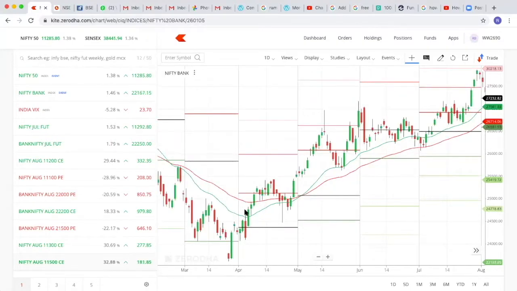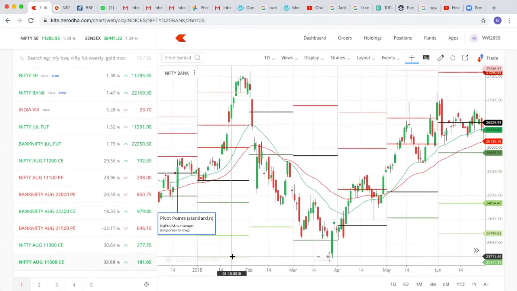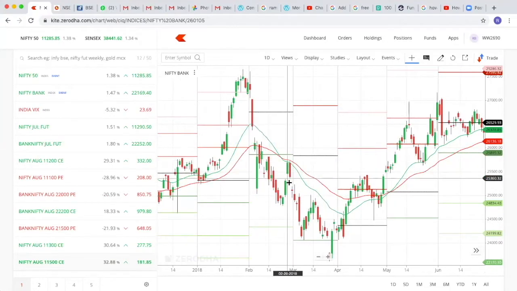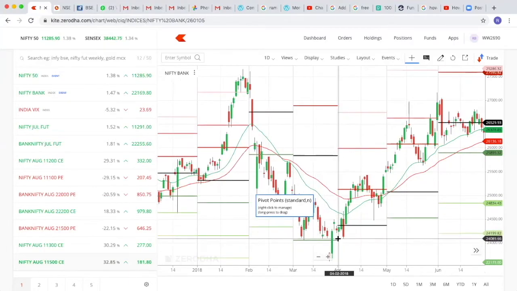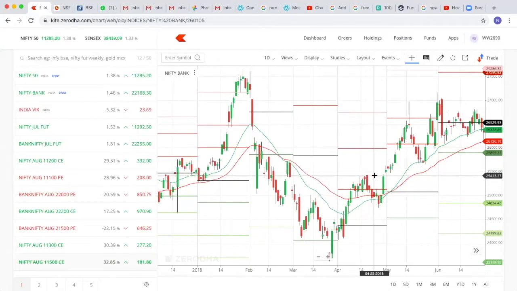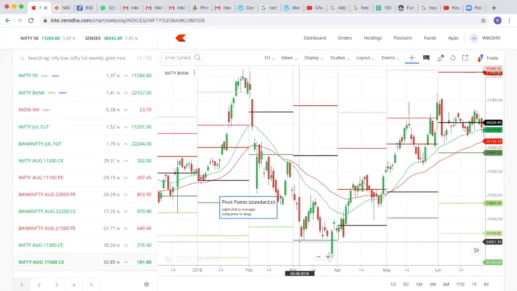Similarly, it happens with the support zone also. So you can see over here now, if the market is falling down, it has touched the support zone and it has again bounced back. It has again touched the support zone and it has again bounced back. Support means most of the buyers get activated, so it doesn't allow the market to fall so sharply.